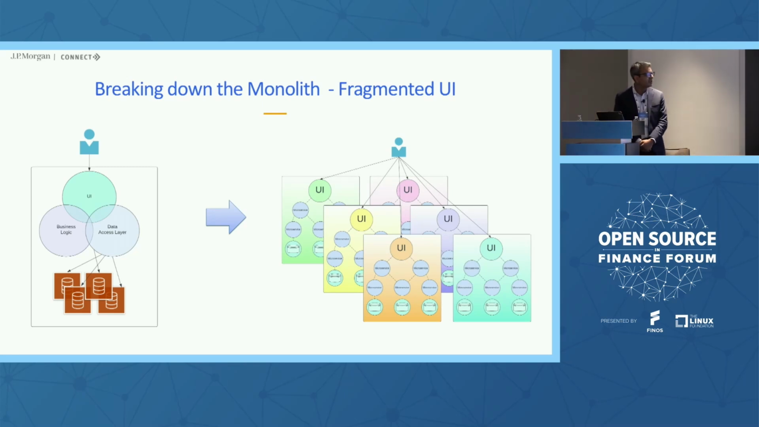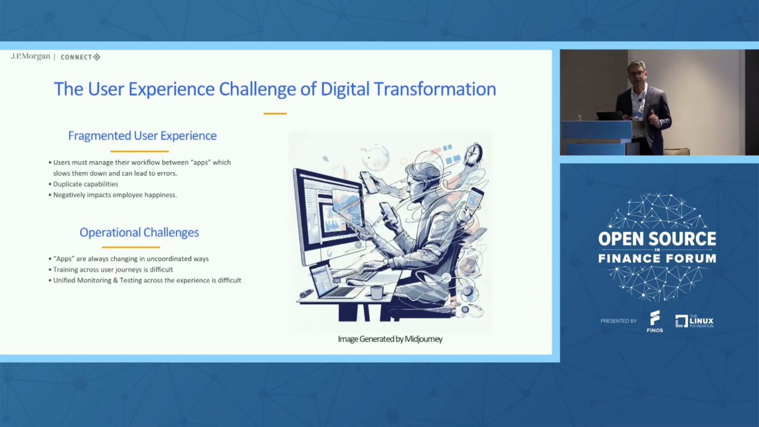That may be okay for us in terms of consumer applications, but our end users are doing time-sensitive work. They can't be switching between things. That context switching is a problem. So this digital transformation created some new user experience challenges, and now we've essentially created a fragmented user experience. You may have users managing the workflow, moving between different apps. That can slow them down. That can lead to errors.